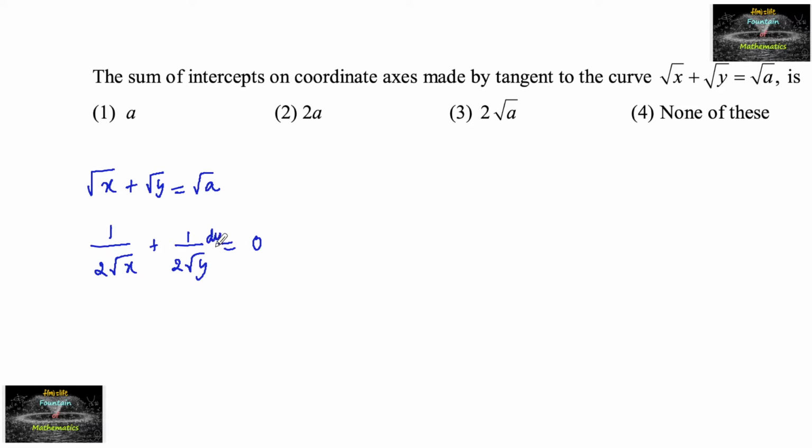Here, 1 by root y dy by dx is equal to minus 1 by root x, or dy by dx is equal to minus root y by x.